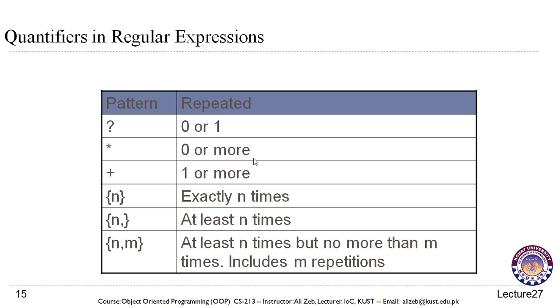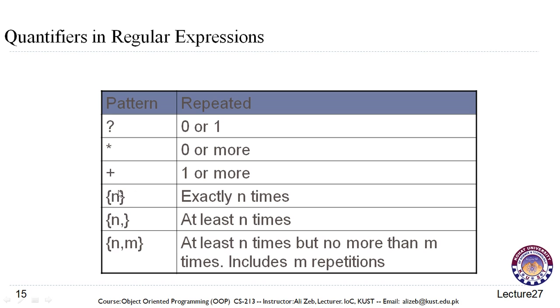But if we want to allow more than one occurrence of a certain expression at a certain position, then we can use the asterisk, as we saw in the example. Or if we want exactly one occurrence of an expression, which can be followed by more occurrences of that expression, then we can use the plus symbol.